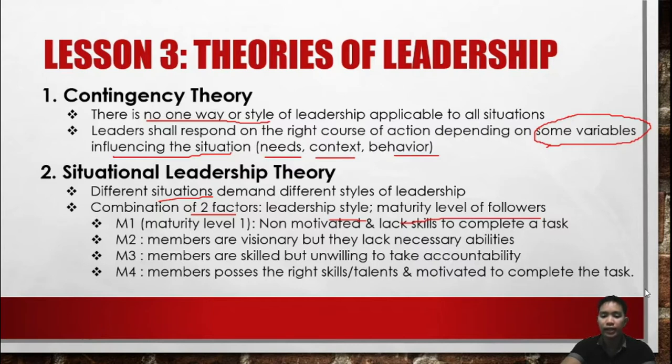So, doon sa situational leadership theory, yung variable naman niya is maturity level of the followers. Kumpara doon sa contingency theory, ang variable niya is needs, context, and behavior. So, nakita niyo na yung pagkakaiba. Merong apat na level of maturity of followers according to situational leadership theory. And this is the basis of the leader in what leadership style he or she would use.